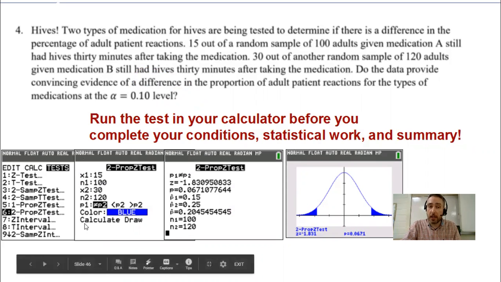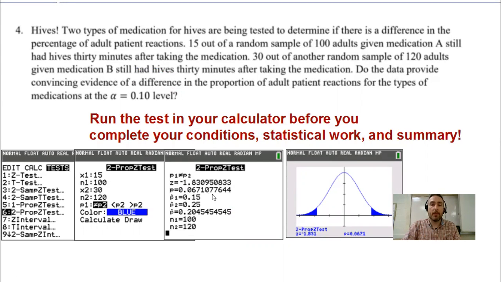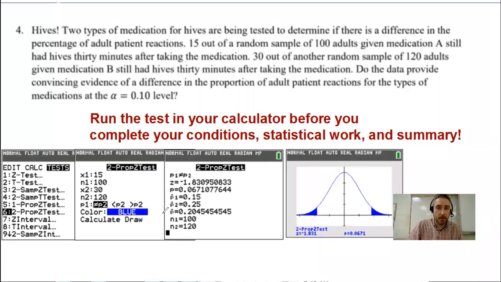Now, if you go down to calculate, you'll get all the numbers we need. You'll get your z-score, your p-value, your sample proportions, and your pooled proportion. Remember this number down here? That's your pC, and that's what we use to do our large counts. So we need that, 0.2045454545, and our sample sizes are 100 and 120.